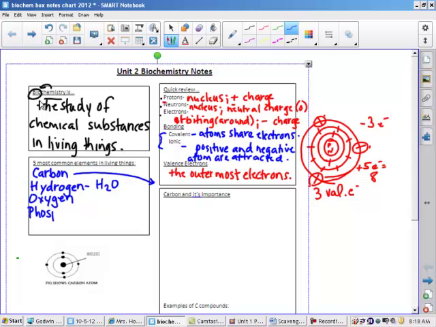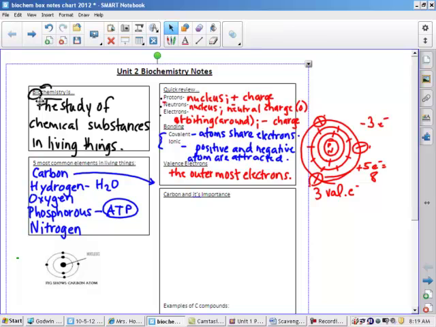Phosphorus is a main element, and phosphorus is found in a compound called ATP. I want you to write that down because that's also going to be a compound that we're going to talk a lot about. And the last one is nitrogen. Okay, those are the common elements that make up living things in the compounds that we're going to look at this unit. Last thing we're going to do today is look at carbon and why carbon is so important to living things.